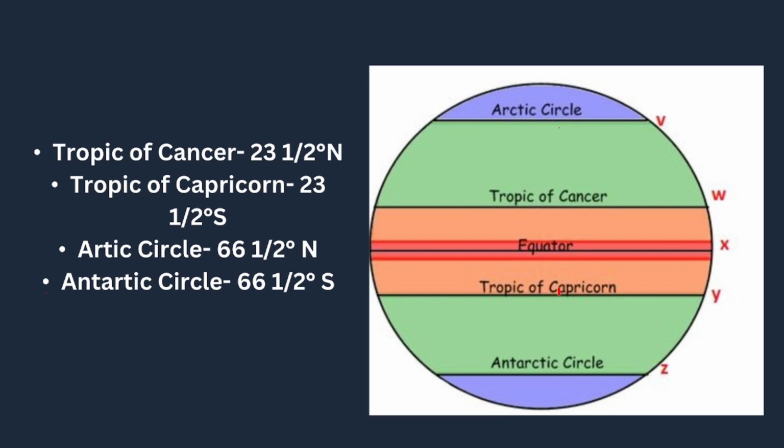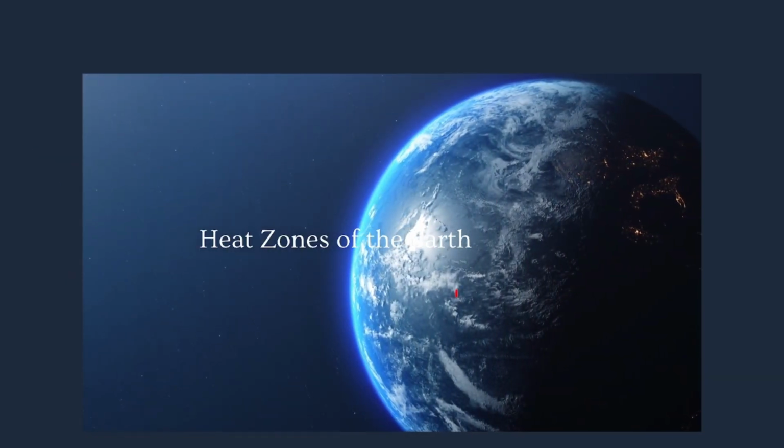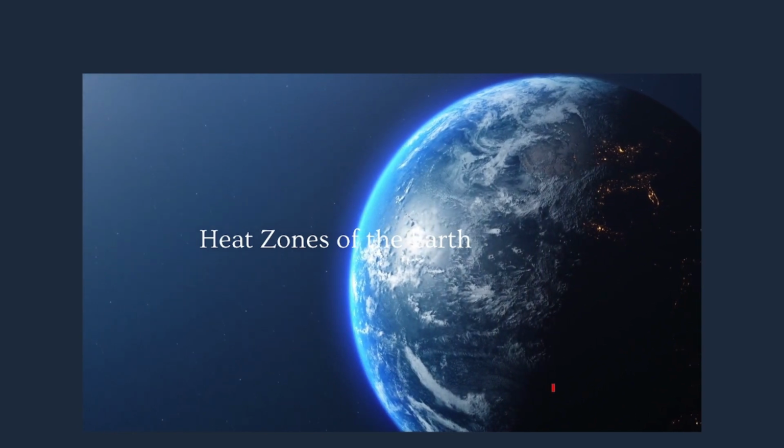Why are we required to use these latitudes? Why is it important to use these latitudes? It is because the Earth receives sunlight unevenly. Every area won't receive the sunlight at the same time. It will be receiving it at uneven times. So we divide the Earth into different heat zones.